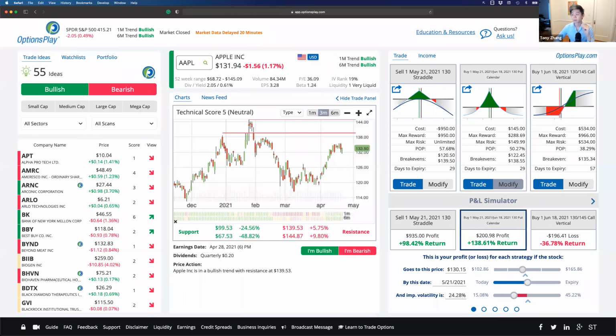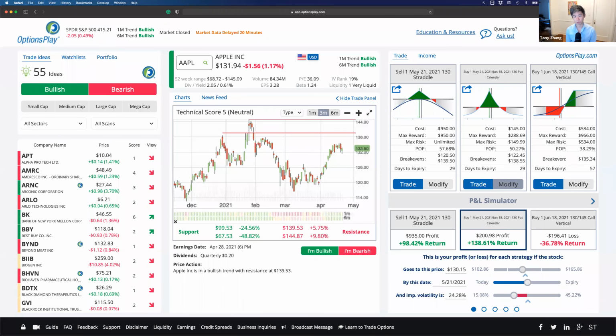Are the OptionsPlay reports helpful in making calendar and diagonal plays? So the calendar and diagonal plays, you can use the straddle and strangle report for finding calendar and diagonal plays as well. But the calendar and diagonal plays are more based on directional views that you have. The reports are all made for trades where you don't need to have a directional view.